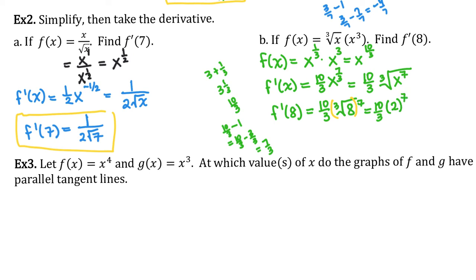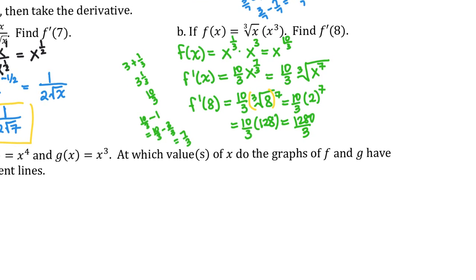Okay, now I can do the 2 to the 7th. 2 to the 7th is 128. Which is going to give me 1,280/3. Okay, so what did I get for my answer? So for my answer, the f prime of 8 is going to be 1280/3. And I'm going to leave it improper, but it is simplified.